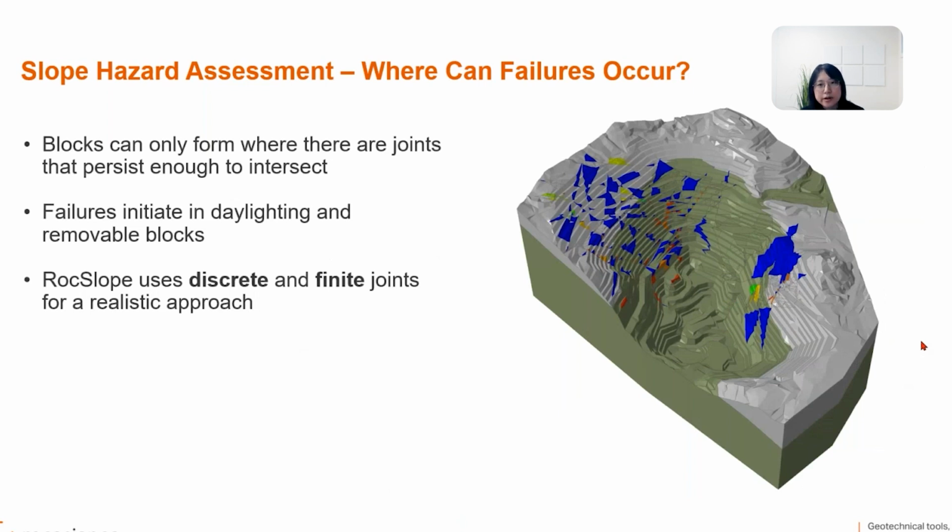A little bit more on slope hazard assessment and what engineers care about. Realistically, blocks can only form where there are joints, and these joints must persist enough to intersect. Among the blocks that can form, failures can only initiate in the daylighting and removable blocks. So RocSlope uses a realistic approach in the sense that it uses discrete and finite size joints to find these blocks and to calculate the block failures.